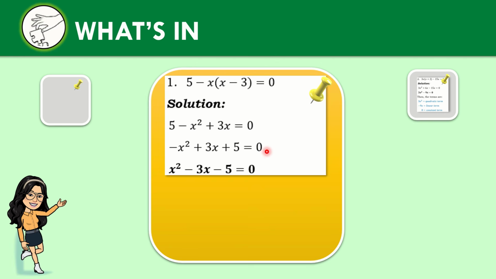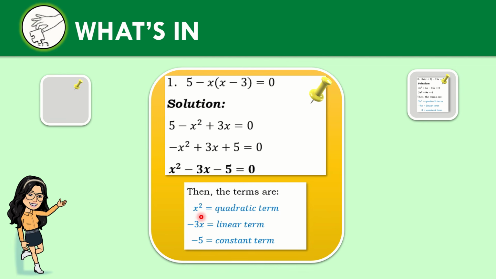We multiply both sides of the equation by negative 1, so changing the signs from negative to positive, here from positive 3 to negative 3, and here positive 5 to negative 5. Since 0 times negative 1 is still 0, that's why on the right side of our quadratic equation, we still have here 0. So basing on this, our terms would be this. X squared for our quadratic term, negative 3x for our linear term, and finally negative 5 for our constant term. So that's how we get the answer.